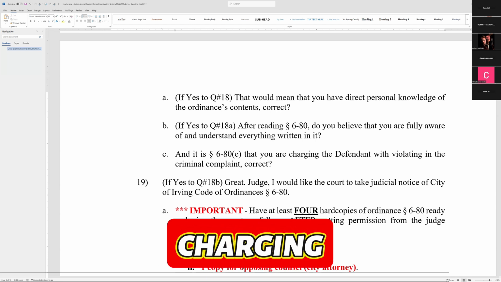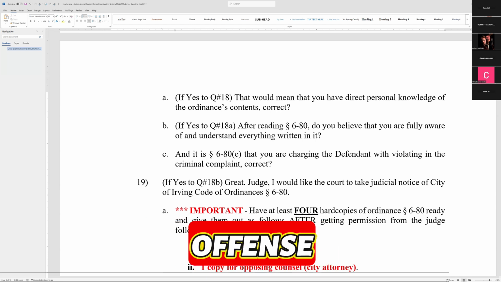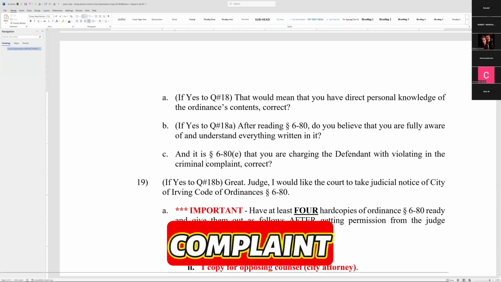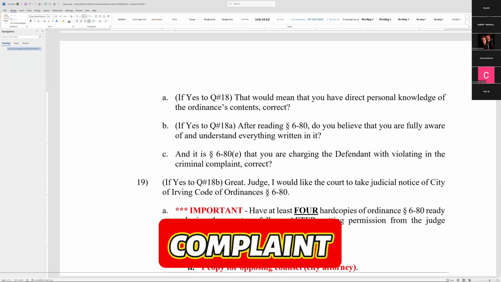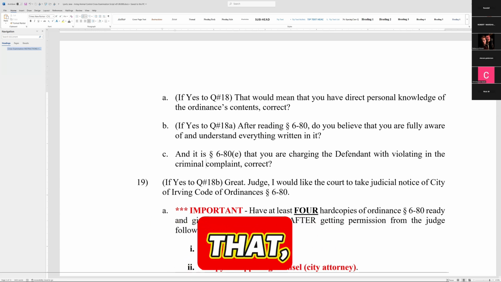So you're saying you're charging the defendant with an offense other than the one that's listed in the complaint? I didn't read the complaint. I read the citation. They read the complaint at the start of the trial. You were present for that, correct?